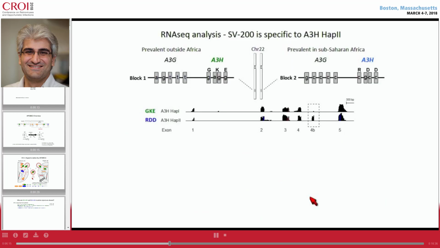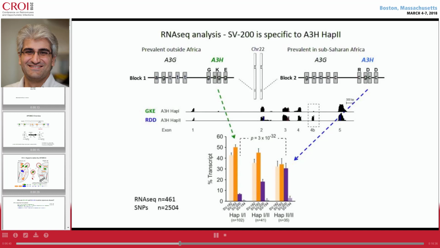So going back to our model, what you can see here is the RNA-seq profile of one individual with this genotype and one individual with this genotype. What you can see immediately is that all the A3H exons are expressed at the same level, except exon 4B, which, as I showed in the previous slide, is responsible for the expression of the SV200 splice variant.